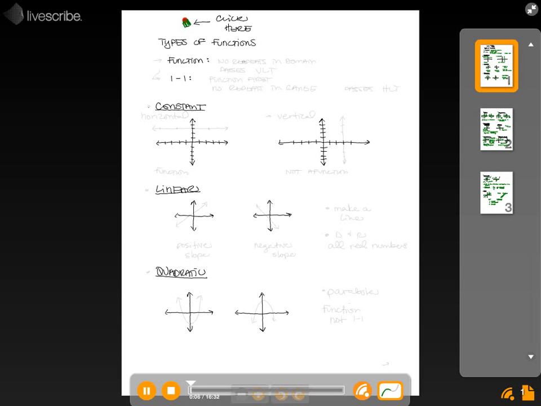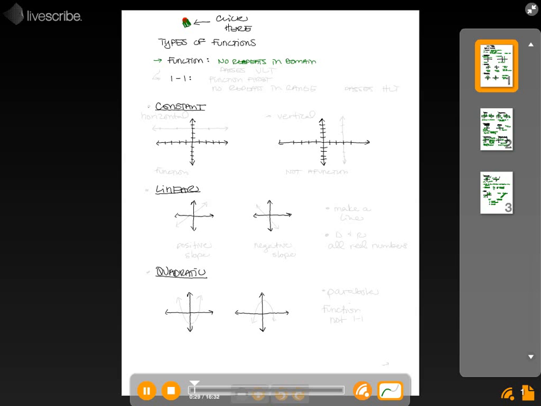Alright, this video is on different types of functions and how to identify those different types of functions by looking at their graphs. Now the first thing we're going to do is review what a function is and what one-to-one means. Alright, if you remember, a function means that there are no repeats in the domain.